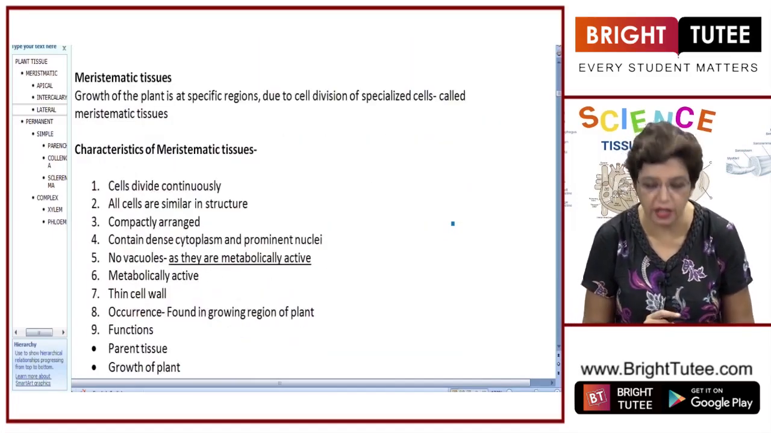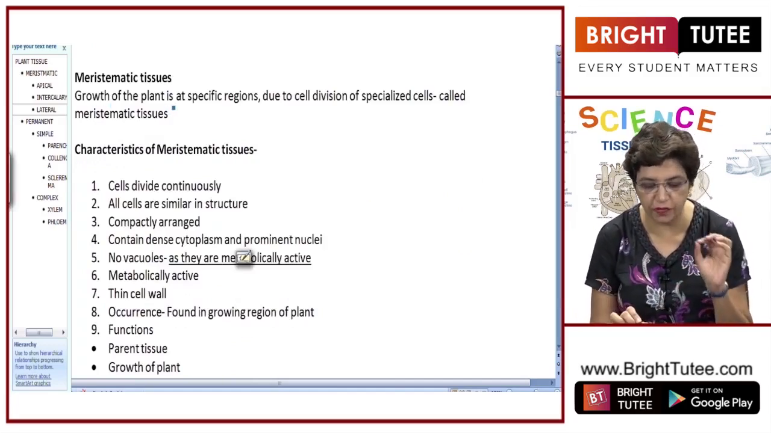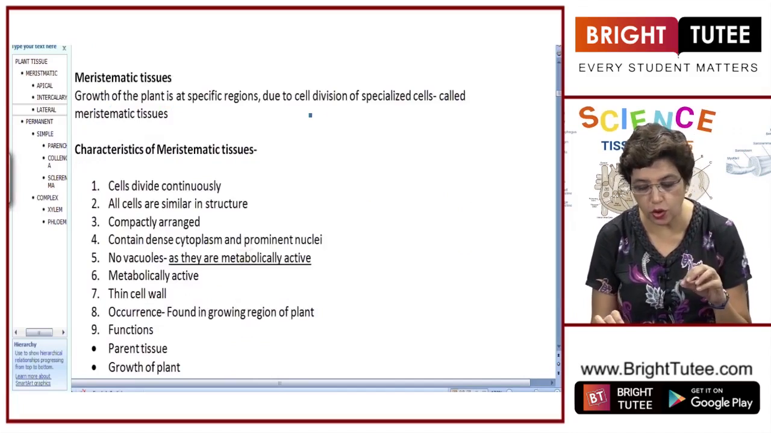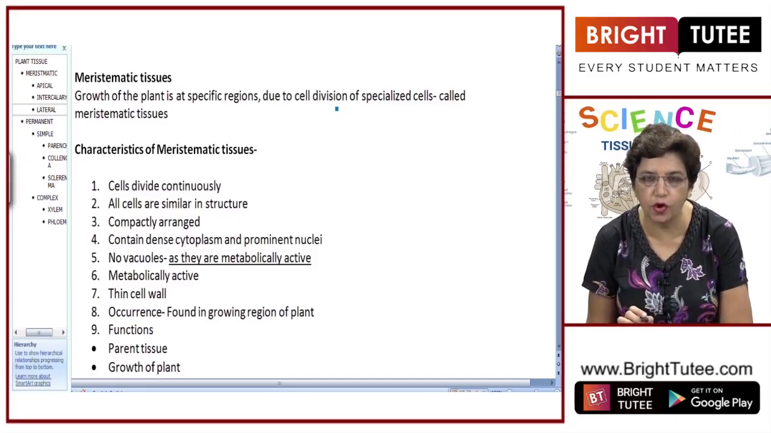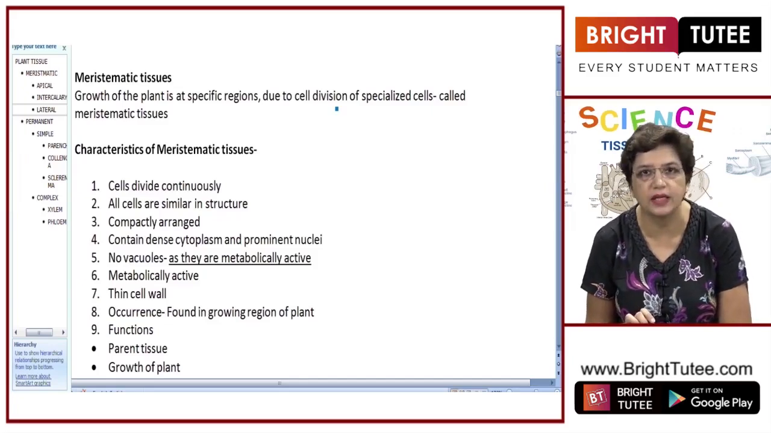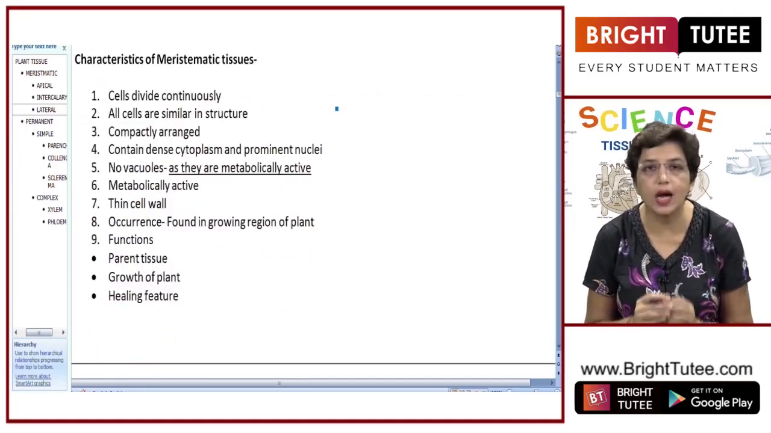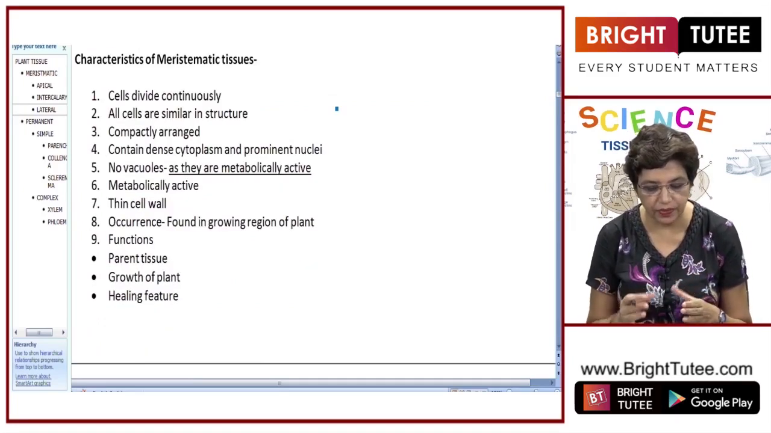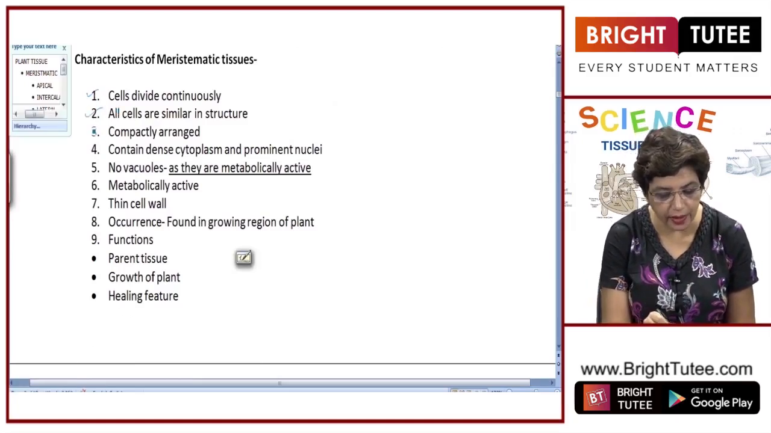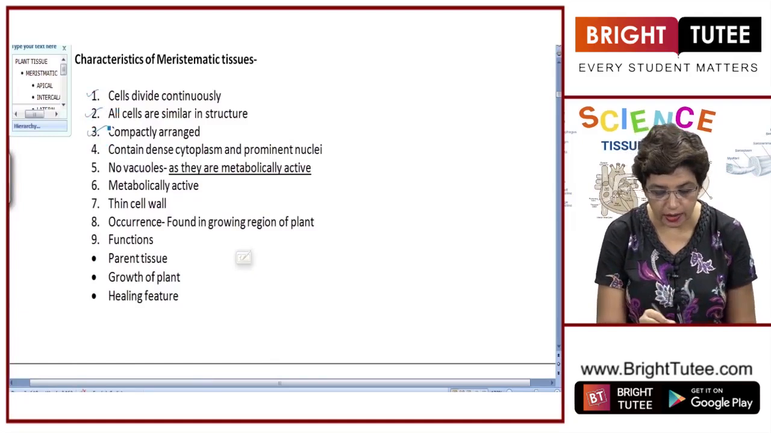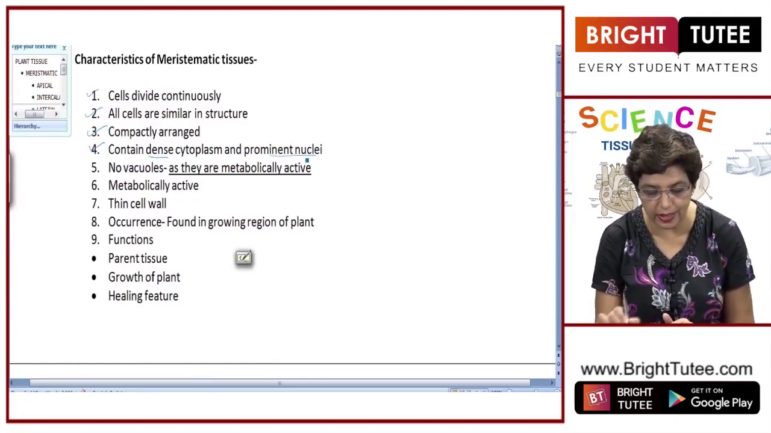First is the meristematic tissue. As I told you, the growth of the plant is at a specific region, which is because of cell division of specialized cells. These cells form a group which is called meristematic tissues. So what are the main characteristics? Cells are dividing continuously. All the cells are similar in structure. They are compactly arranged. They contain dense cytoplasm and a prominent nucleus.